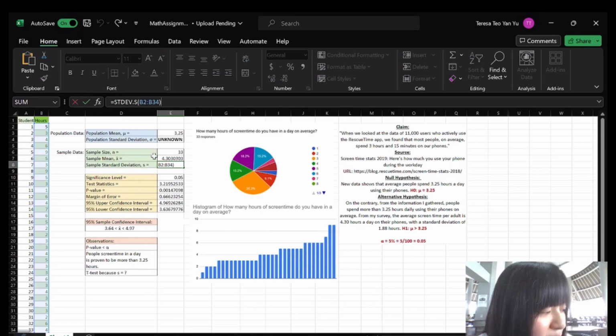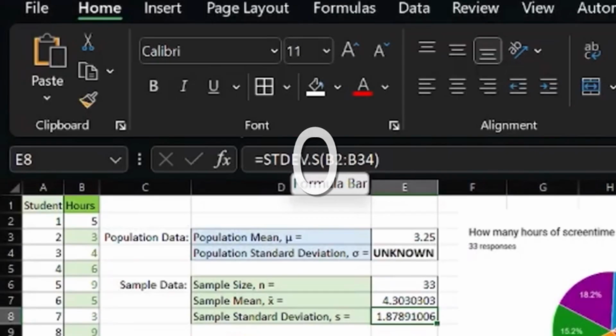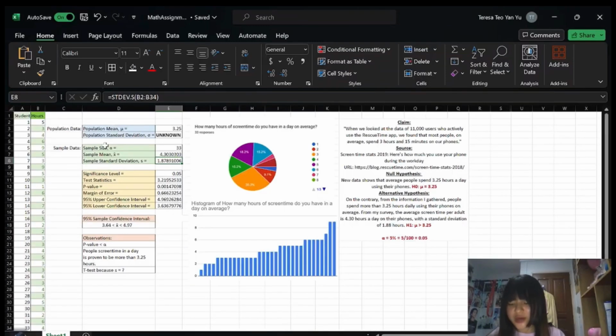I use the Excel formula STDEV.S from B2 to B34. Notice how I put .S at the end instead of .P because .S is meant to be used on samples while .P is for the entire population. So standard deviation represents the spread of the data collected.